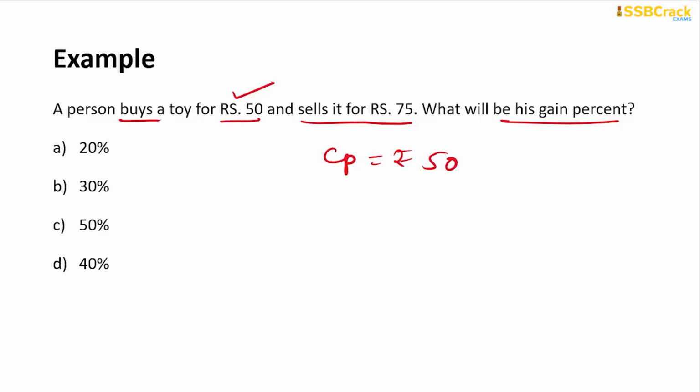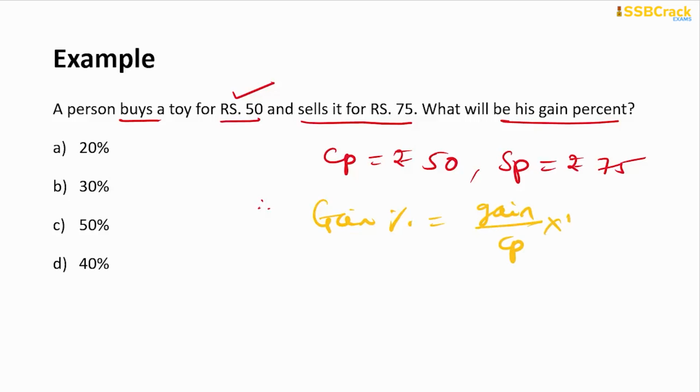That's the cost price of the toy. And the selling price that he is selling it for is rupees 75. So selling price SP is rupees 75. So what shall we calculate? The gain percent. For that we know the formula. Let's go with gain percent. The formula is equal to gain upon CP into 100.